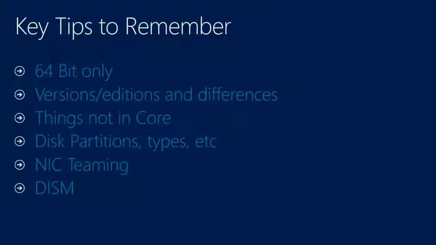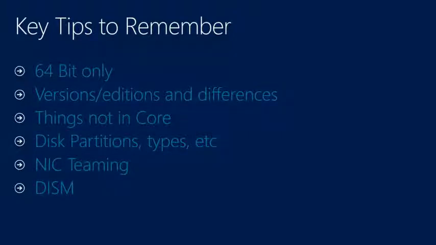Okay, key things to remember. We just covered the first section. Key tips to remember: Windows Server 2012, 64-bit only, right? There's no 32-bit. If you get asked questions around 64 versus 32-bit, remember, 64-bit only. And versions and editions and the differences. We talked about the fact that you have Windows Server 2012 all the way from Foundation to Datacenter, and Essentials. If you're not working with the other two, Essentials or Foundation, get familiar with them. Just know what they do, know why you would use them, and what scenario they would come into play.